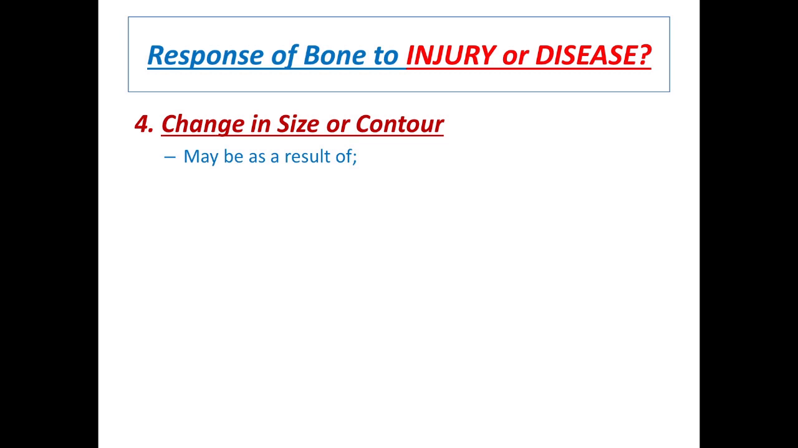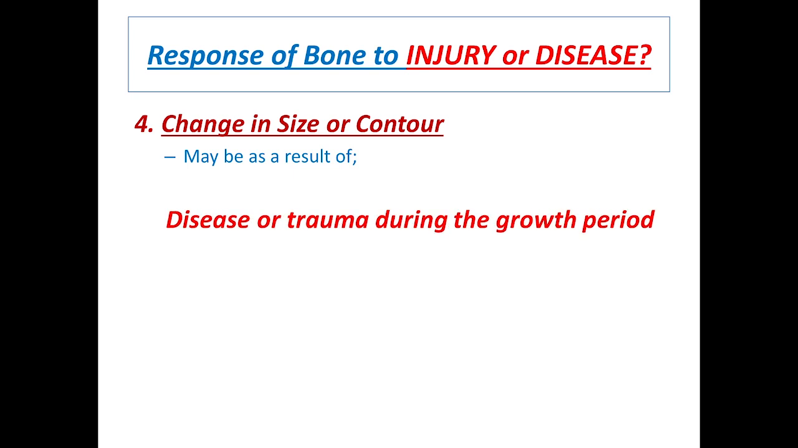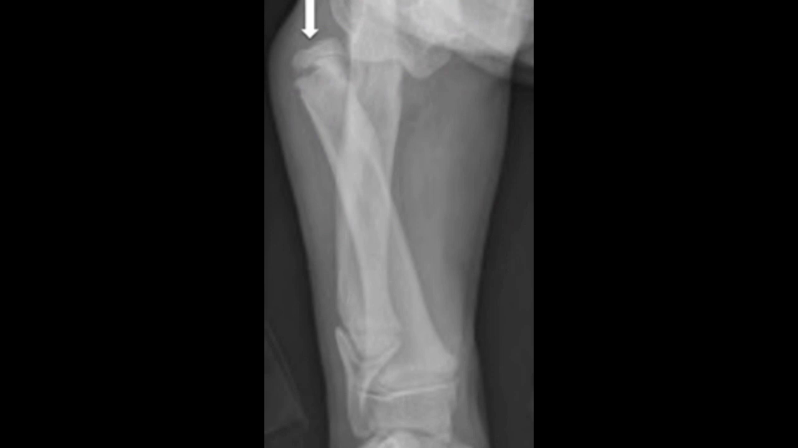So, change in size or contour is always associated with, or you can say it is always a response to, any type of disease or trauma during the growth period. During growth, if the bone gets some type of fracture, that may be pathological or physical, radiographically when we see it, it looks like this. Here you can see that this is not the normal contour, or you can say the normal size, of the bone.